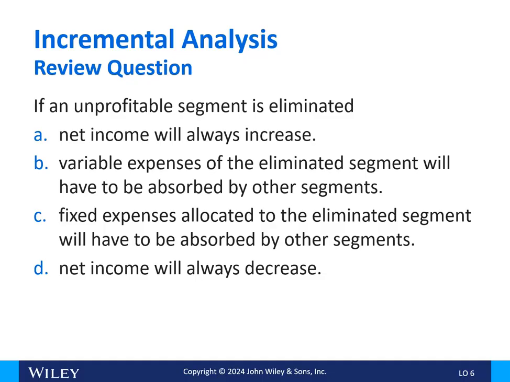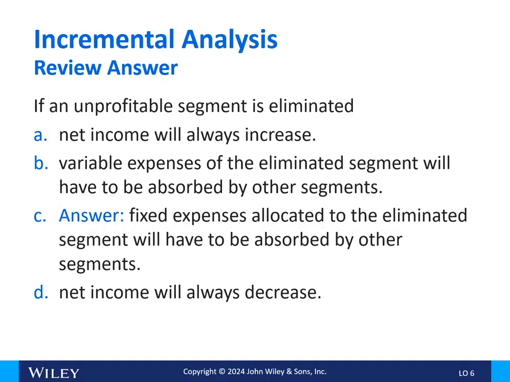So if an unprofitable segment is eliminated, A, net income will always increase. B, variable expenses of the eliminated segment will have to be absorbed by other segments. C, fixed expenses allocated to the eliminated segment will have to be absorbed by other segments. Or D, net income will always decrease. And the answer is C, the fixed expenses must be allocated to the other segments.